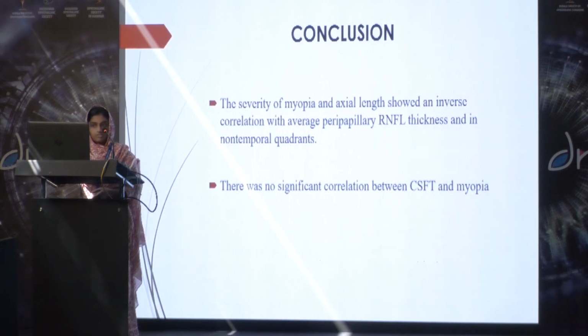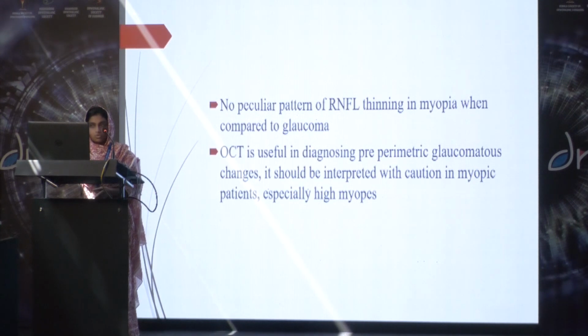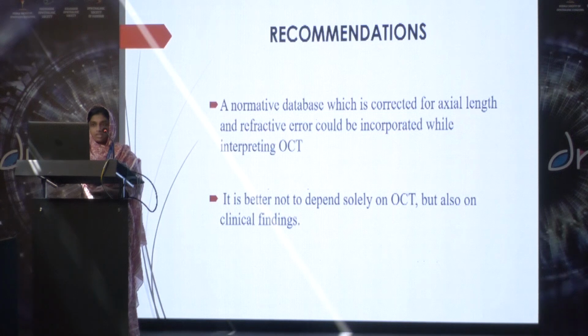In the conclusion, as the severity of myopia increases and the axial length increases, there is an inverse relation with RNFL thickness except in the temporal quadrant. There is no relation between CSFT and myopia, and there is no peculiar pattern of RNFL thinning in myopia compared to glaucoma, and OCT is helpful in diagnosing preperimetric glaucomatous changes. It should be interpreted with caution in myopes, especially high myopes. The recommendations are that a normative database, which is corrected for axial length and refractive error, should be incorporated while interpreting OCT, and it is better to depend not only on the OCT but also on the clinical findings.